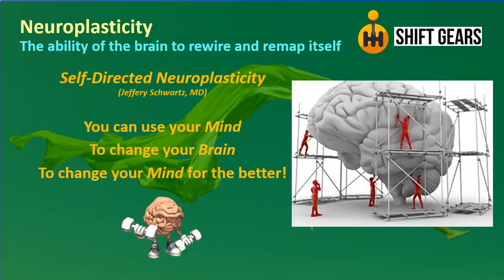I want to shift gears for a moment and get away from the emotional component, the components that drive us, and go back to the brain, neurology, for a few minutes, and talk about neuroplasticity. That's the ability of the brain to rewire, remap itself. Jeff Schwartz out of UCLA came up with the term self-directed neuroplasticity. What he means is you can use your mind to change your brain, to change your mind for the better.